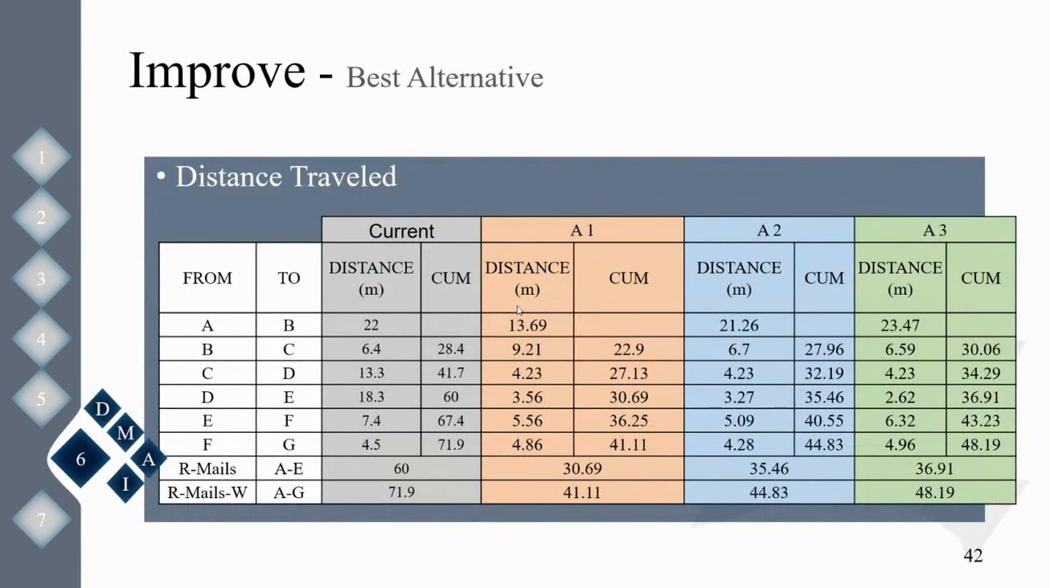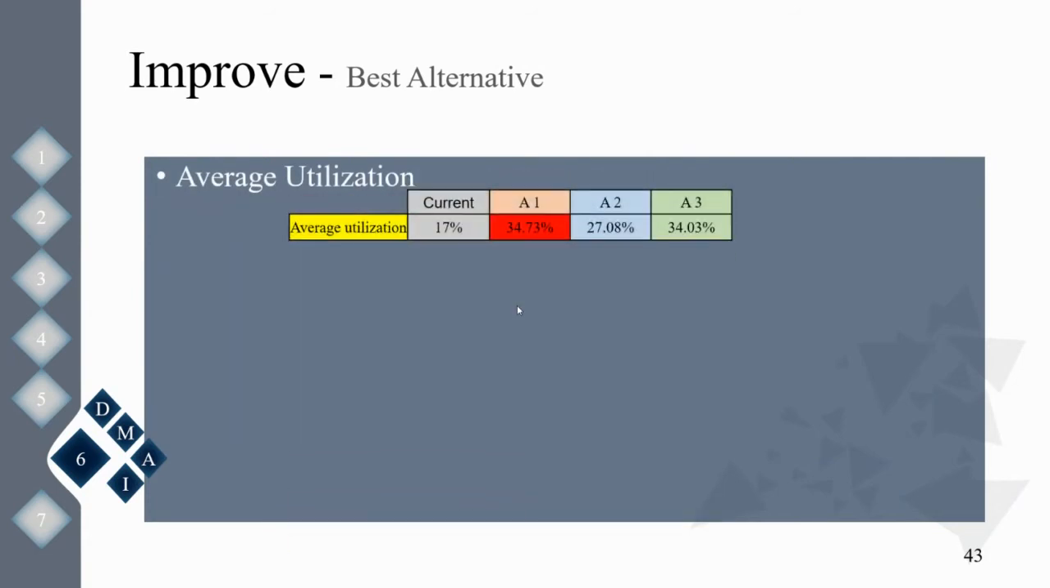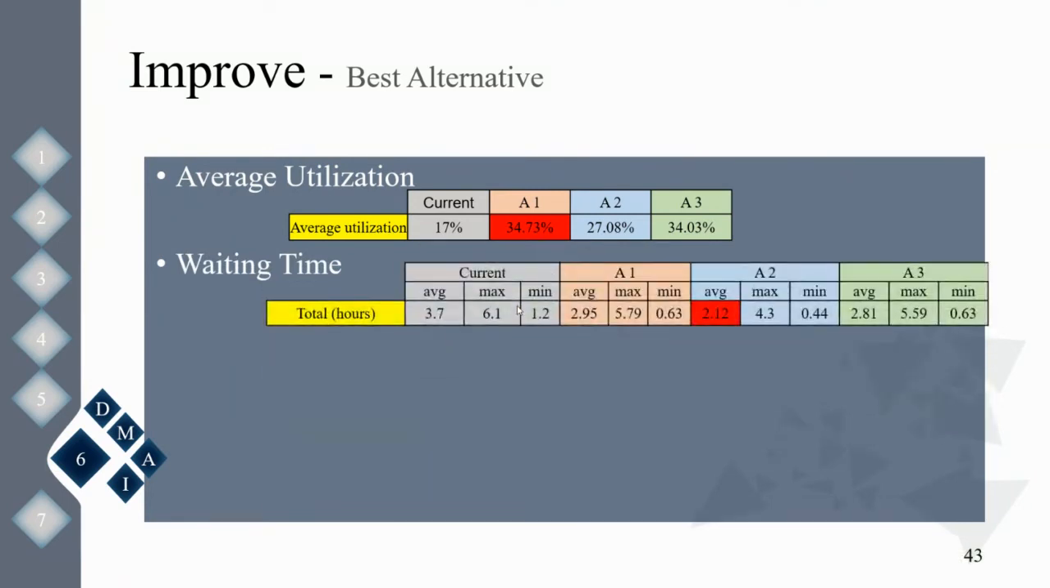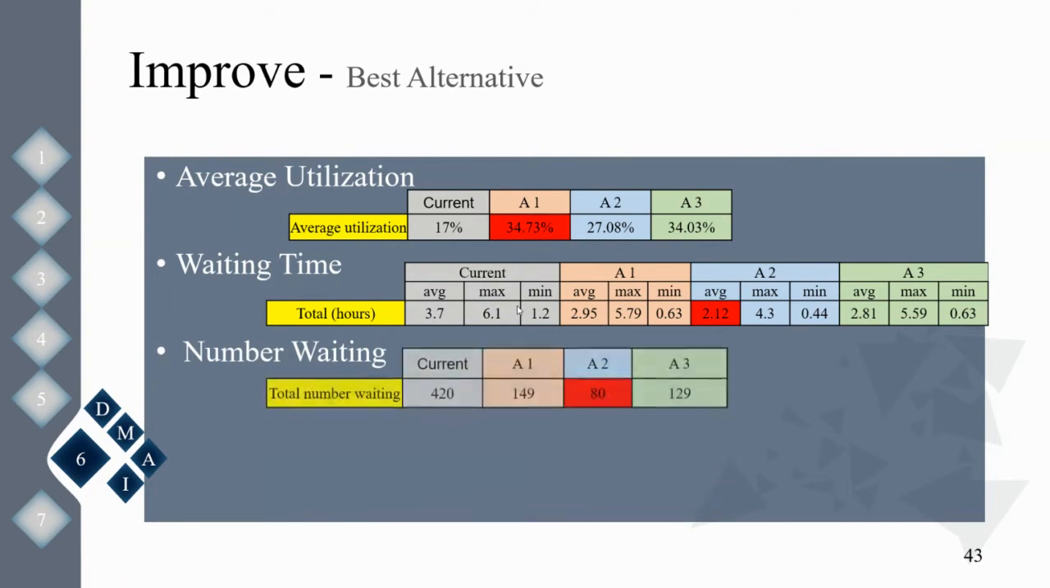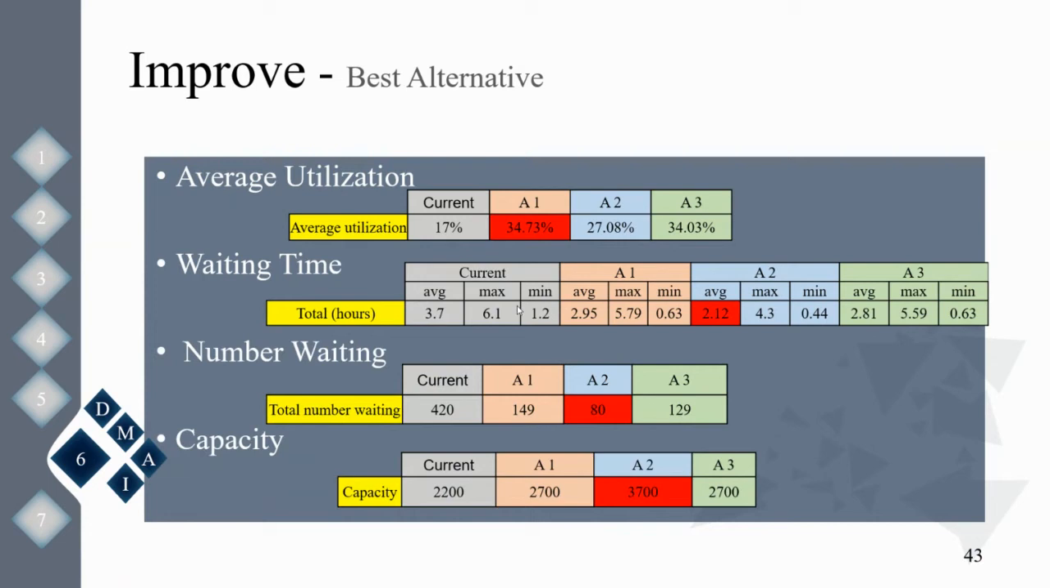Here is the distance traveled, and the minimum distance traveled between those alternatives is the first alternative, for the R-mail and the R-mail with WASL address. For the average utilization, the minimum between the alternatives is the first alternative. The maximum average utilization between the alternatives is the first alternative, which has 34%, and the minimum waiting time between all the alternatives is the second alternative, which has an average time of 2.12. The minimum number waiting of mails is in the second alternative, and the maximum capacity between the alternatives is in the second alternative, which has 3,700.